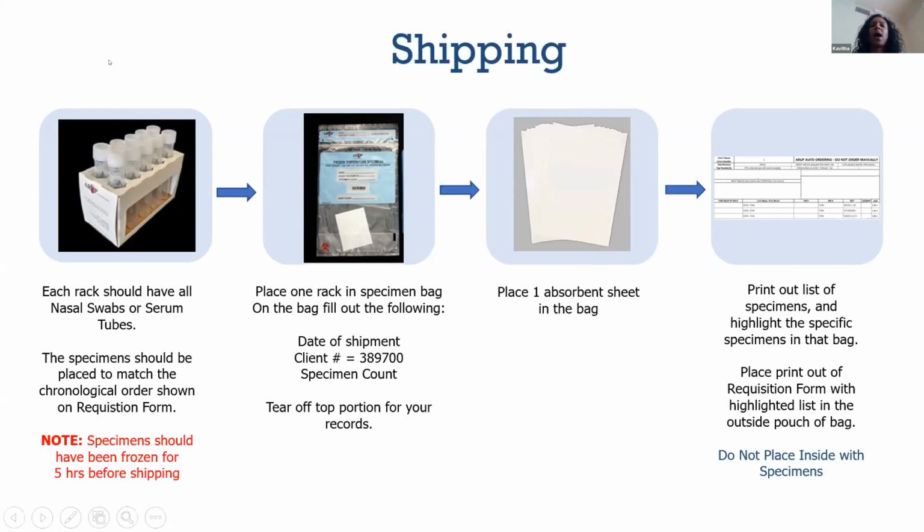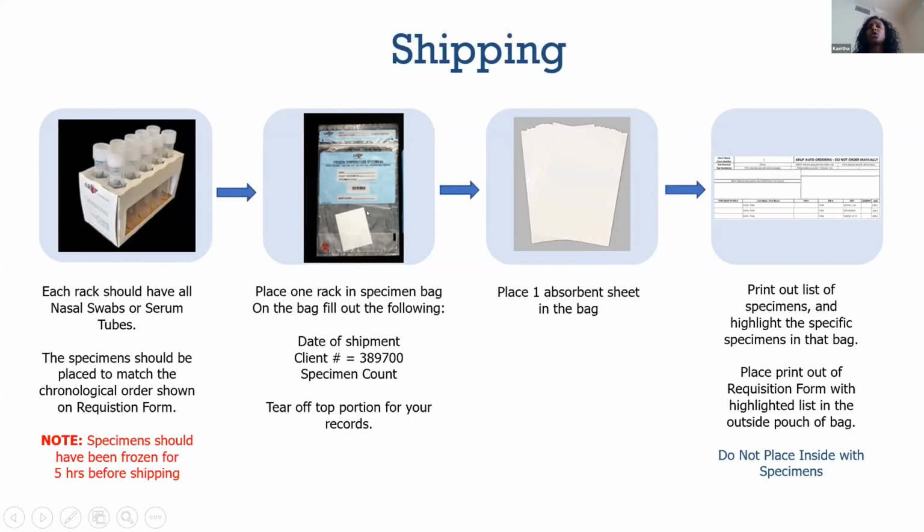And on this bag, there's space in the middle of the bag and at the top to write the date you are shipping, your client number, which is right here. It's also found on the first tab of that spreadsheet, and your specimen count. Most of them are going to have 10. Unless you're shipping less than 10 in a bag, you should have 10 here. And then you can tear off this top portion for your records.